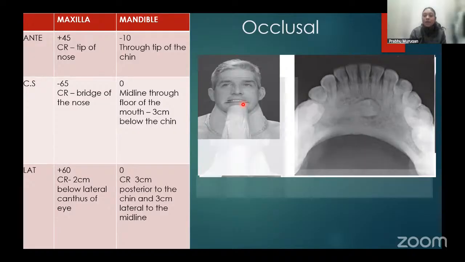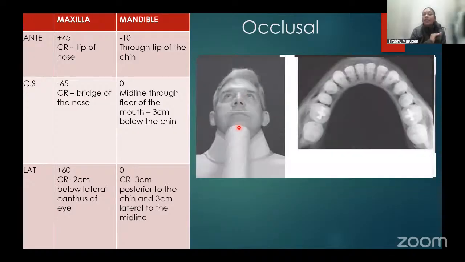Okay. And your mandibular cross-sectional, for this, the angulation is going to be 0 degrees, which means the central ray is exactly perpendicular to the long axis of the film. Okay, you can see how the film is being positioned here, right? So the central ray will be exactly perpendicular, so it is 0 degree positioning. Okay, it will be parallel. These two will be parallel to each other, and the central ray will be exactly perpendicular to the film. So it is placed at 0 degrees. The central ray will pass through the midline, through the floor of the mouth, 3 centimeters below the chin. Okay, 3 centimeters below the chin, and it will pass through the floor of the mouth.